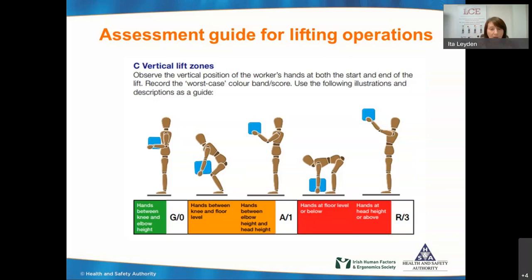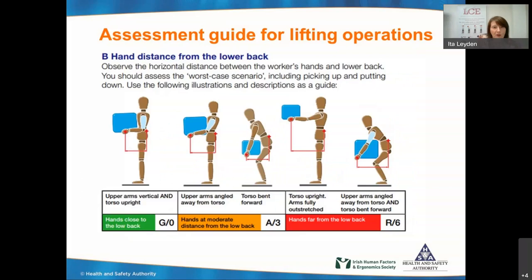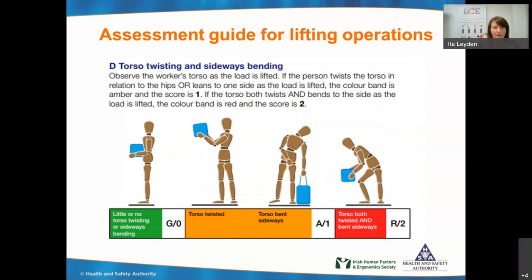Now, what you'll also notice here is that for the vertical lift zone, the red score is 3. When we look at the hand distance from the lower back, the red score is 6. So these scores are weighted based on the contribution each risk factor makes to musculoskeletal ill health. Then we look at torso twisting and sideways bending. Again, look at the graphics. You assign your color and your score, and here you'll see the red is a maximum score of 2.